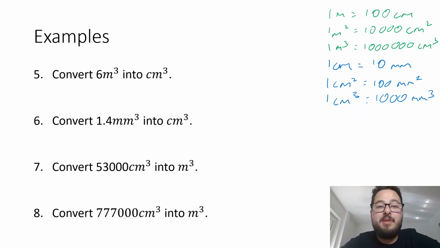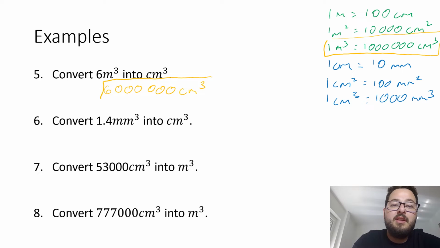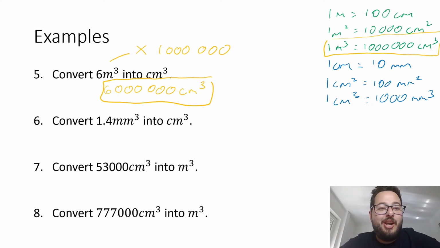All right, so number 1, we want to convert 6 meters cubed into centimeters cubed. Well, we just want to times it by 1,000,000. So using this one here, just times it by 1,000,000. So this is going to be 6 million centimeters cubed. Yeah, so there we're just timesing it by 1,000,000.